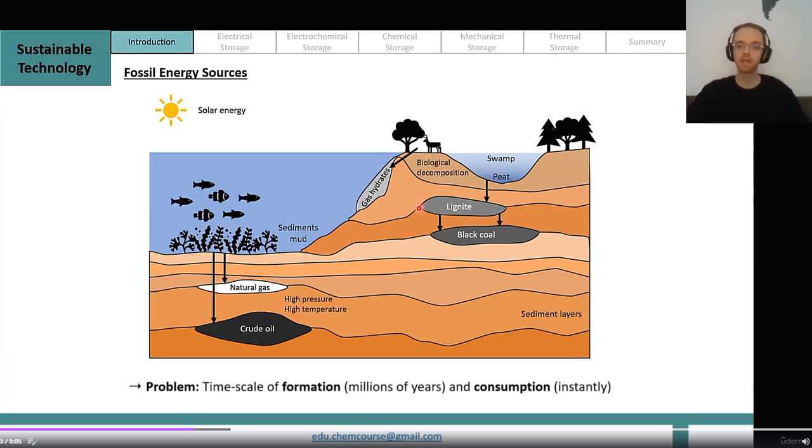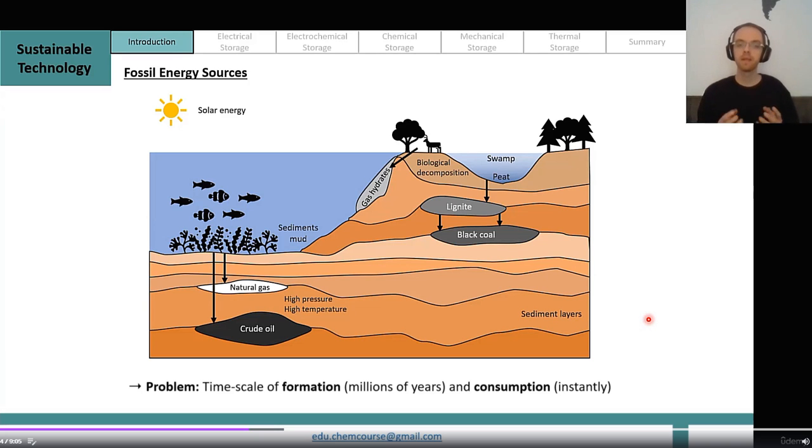And the lignite being exposed to high pressure and temperature will again convert into the more dense variant, which is black coal. The same thing you observe on the ocean floor, where, for example, remains of plankton or of ocean plants or fish will sink to the ground and then sink further into the ground, being covered by more and more sediment, eventually forming, for example, natural gas or crude oil.